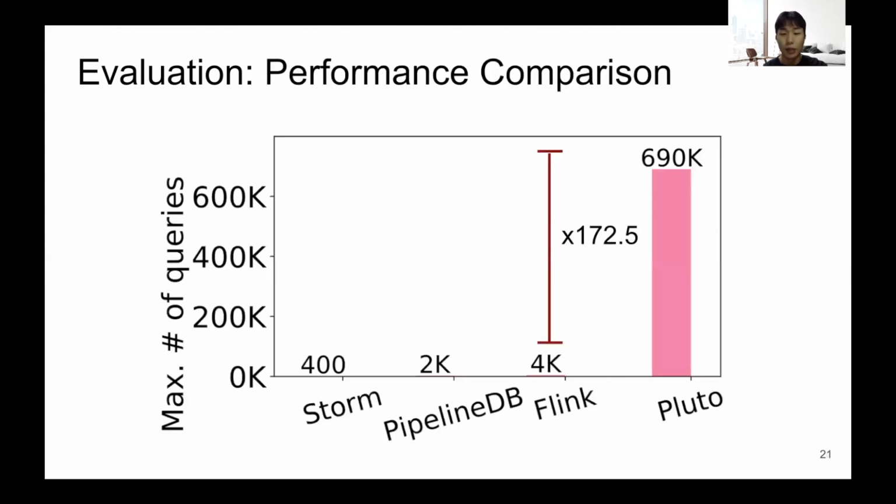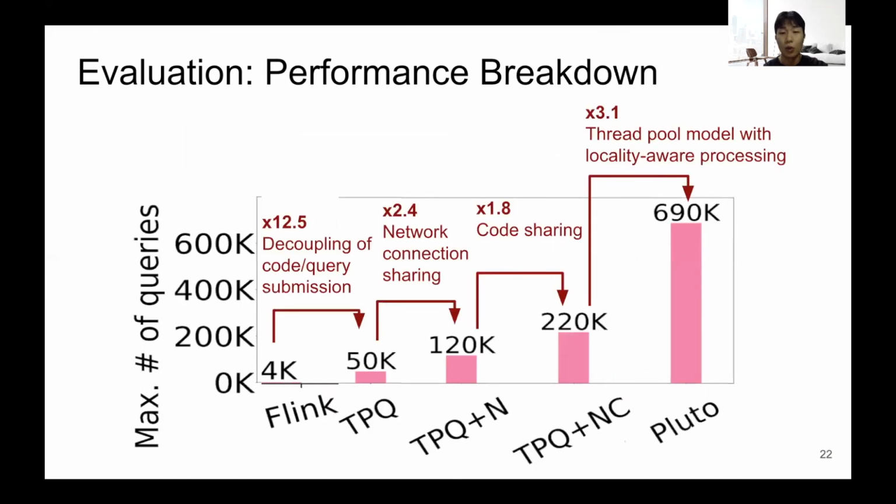This is the evaluation result. As you can see, Pluto outperforms other stream processing systems by orders of magnitude due to the efficient query submission and execution layer. To show which factors contribute to the performance of Pluto, we break down the performance.